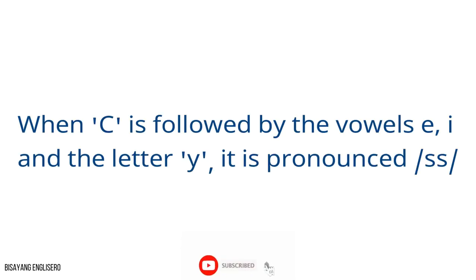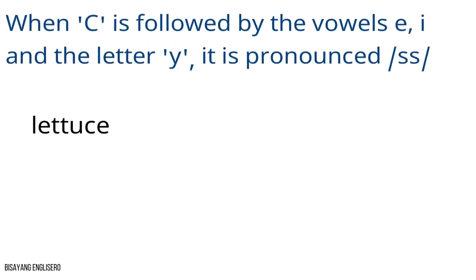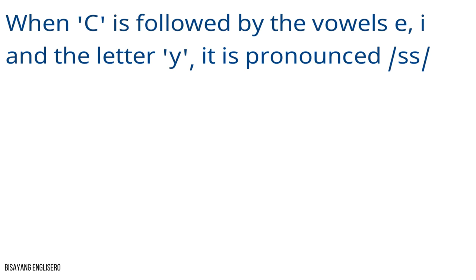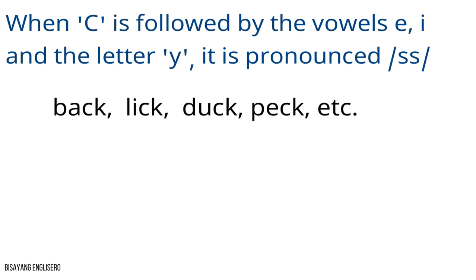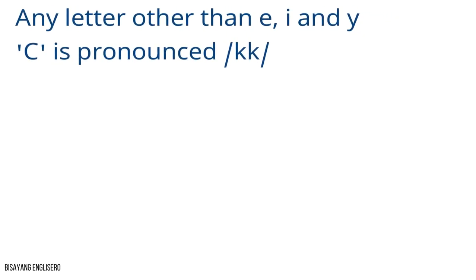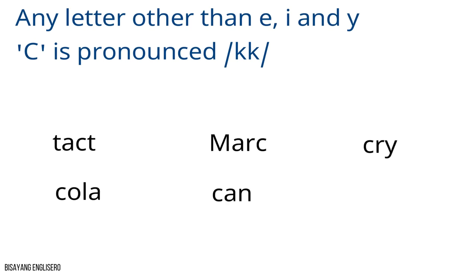And here it is. When C is followed by the vowel E, I, and the letter Y, it is pronounced S. Lettuce, place, city, citation, cylinder. This is the reason why the letter K is added to the words like back, lick, duck, peck, and many more. Other than E, I, and Y, C is pronounced K. Tact, mark, cry, cola, can, acumen, curtain.